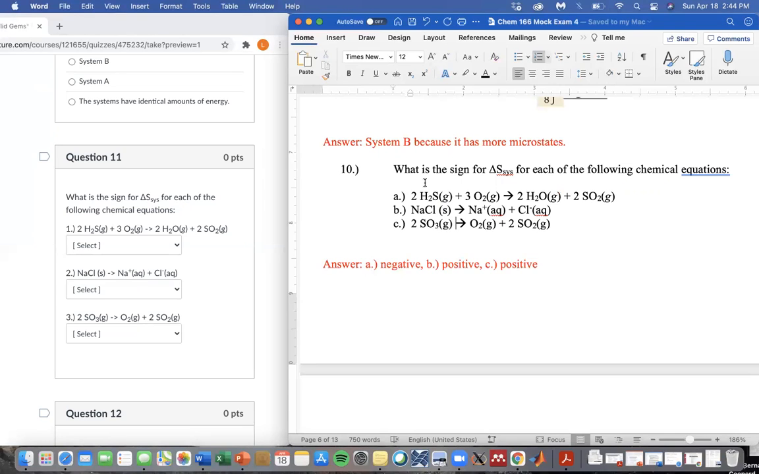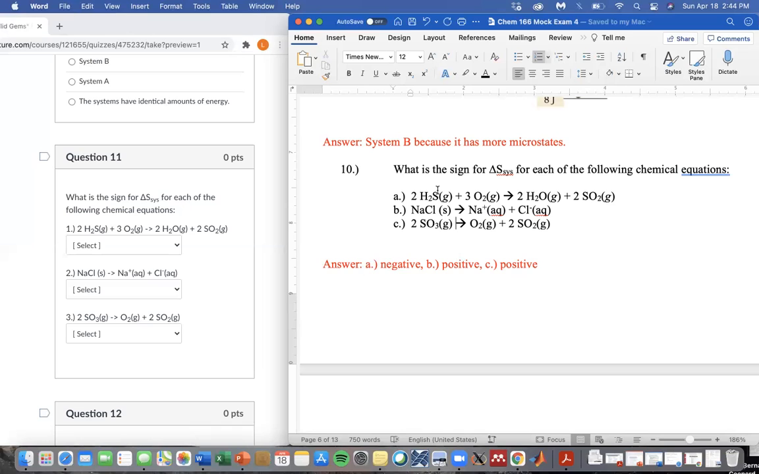But when you have everything in a gaseous form, the way to determine it is to look at how many moles of gas you have on each side, because the greater number of moles you have, the greater number of interactions the particles are going to have, and the greater number of states and positions they could go into, because you would have more moles to change around what you are working with.